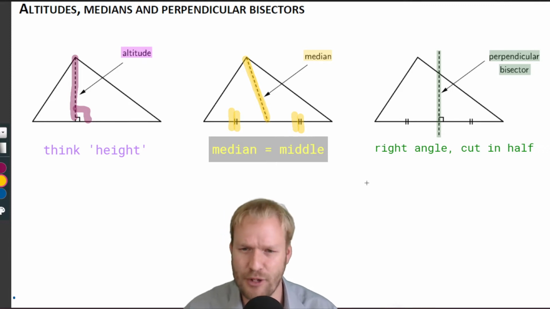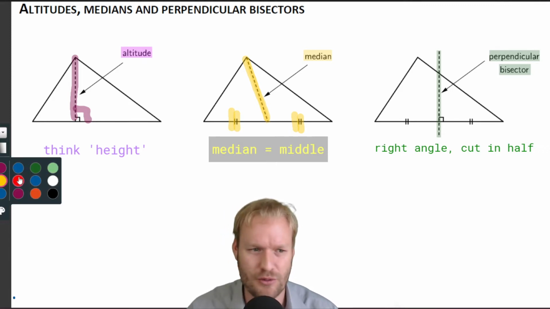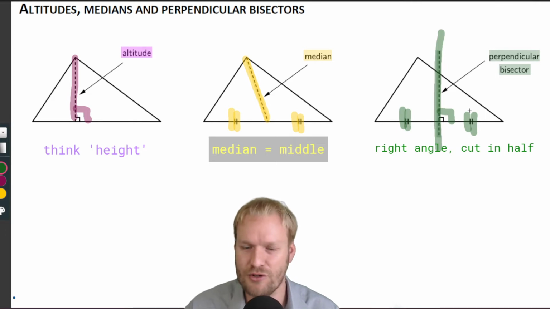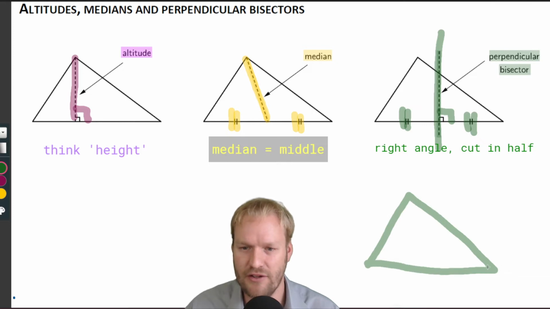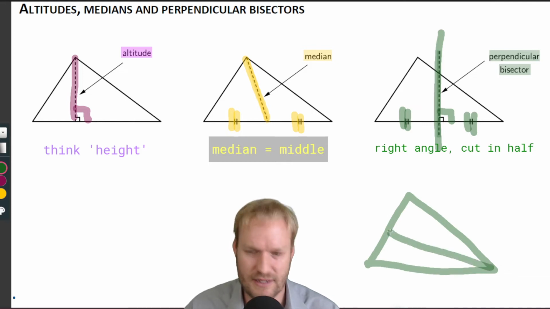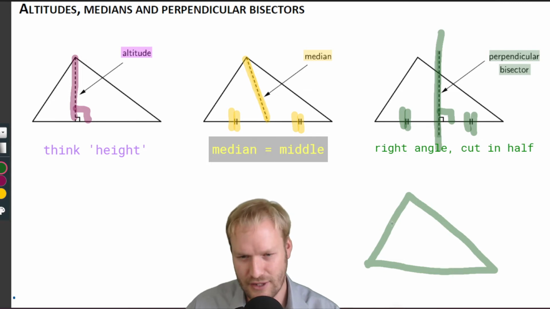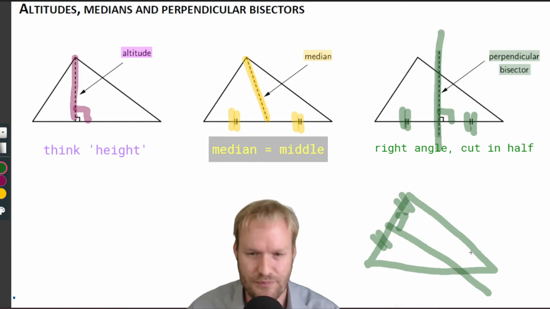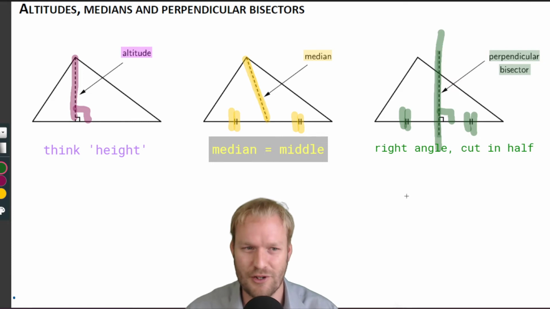Okay, and the last one is perpendicular bisector. Now we already know what the word perpendicular means. It means at right angles, and bisecting means cut in half. So we're seeing where's this line that cuts this base in half and also is perpendicular. Of course, if your triangle were different, there is another perpendicular bisector that doesn't necessarily go there. Maybe it would go through there at 90 degrees and cut it in half. So it may or may not go through another vertex. Okay, so three bits of terminology.